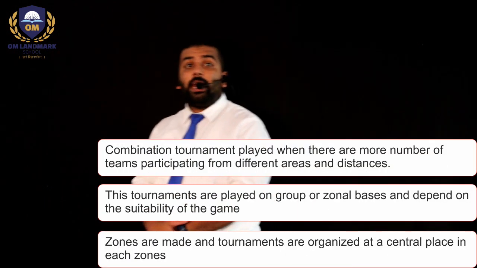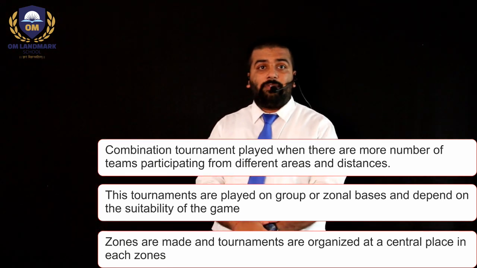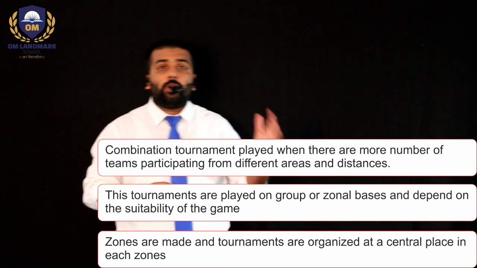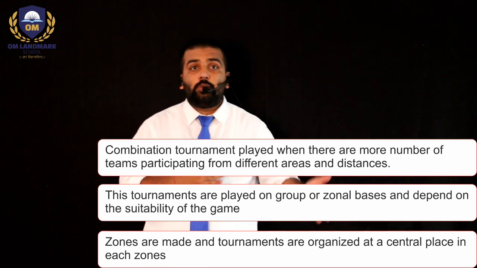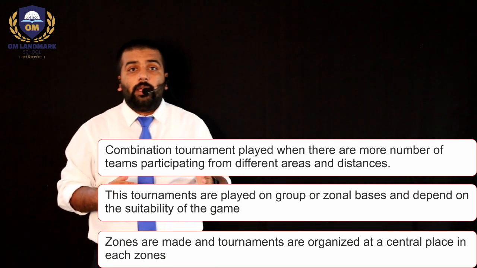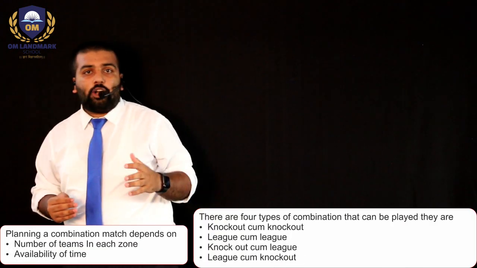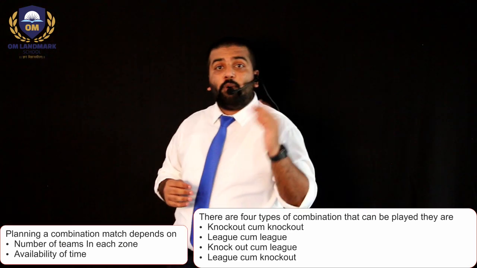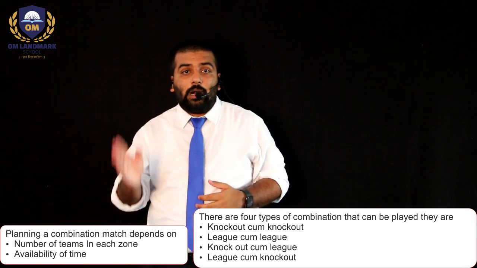Today in this video, we have learned about combination tournaments. They are played where a larger number of teams participate from different areas and distances. These tournaments are played on a group or zonal basis, depending on the suitability of the game. Zones are made and tournaments are organized at a central place in each zone. Planning a combination depends on the number of teams from each zone and availability of time. There are four types of combination tournament that can be played: knockout cum knockout, league cum league, knockout cum league, and league cum knockout.